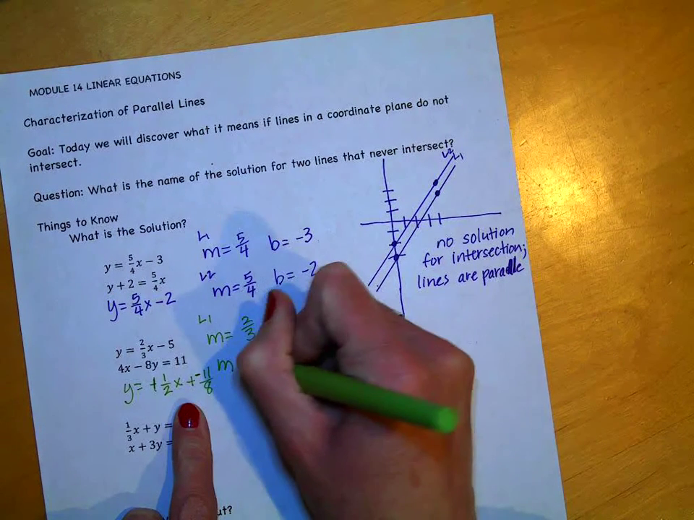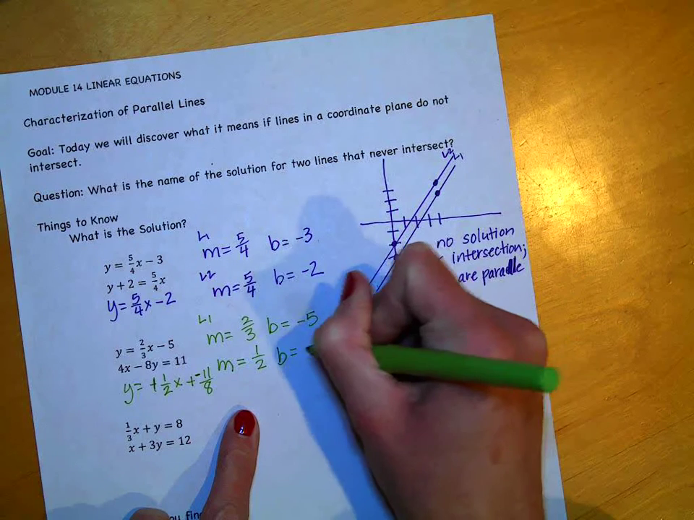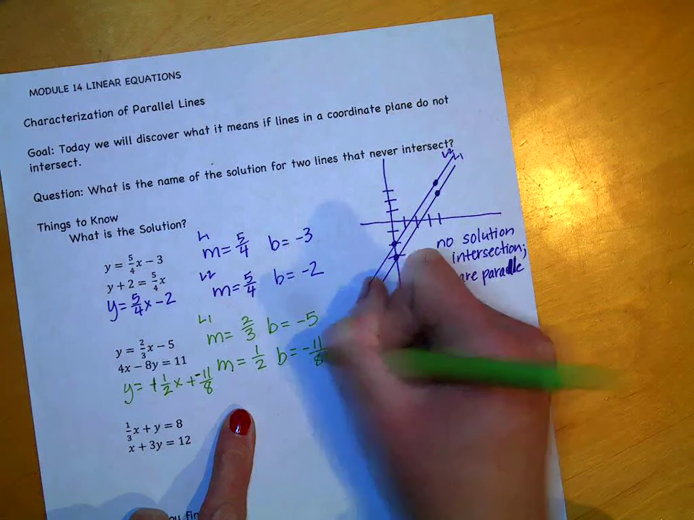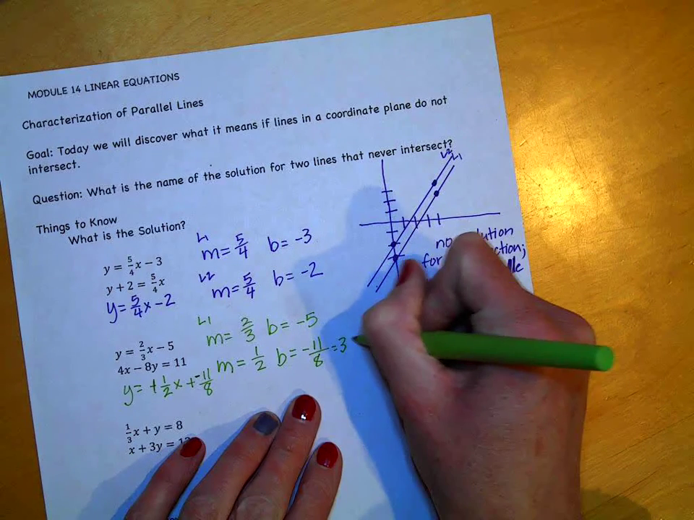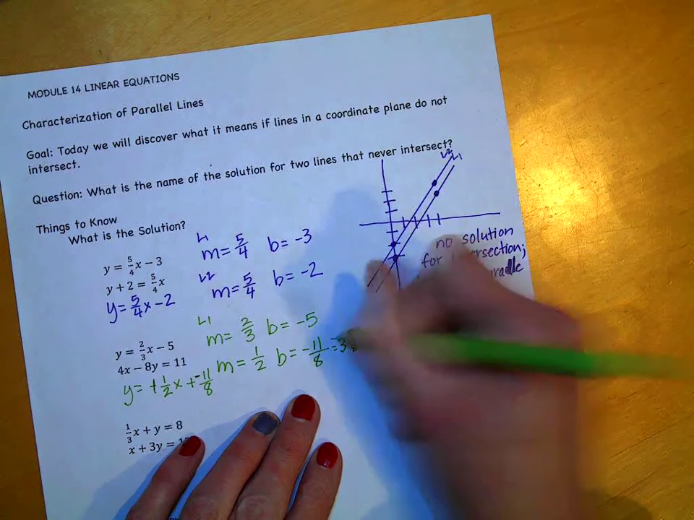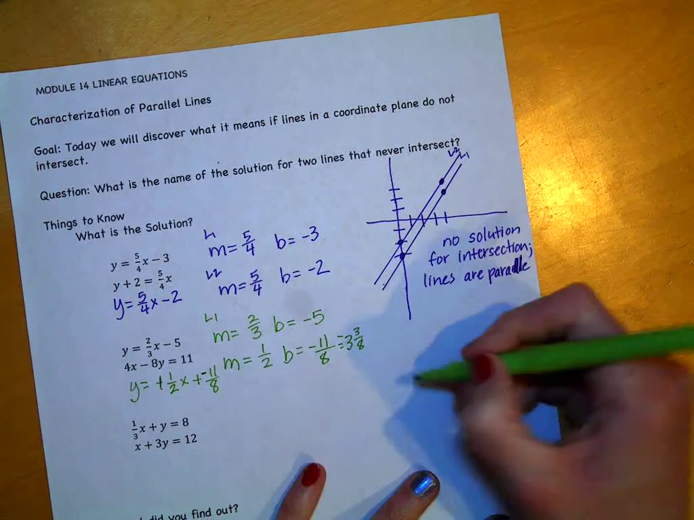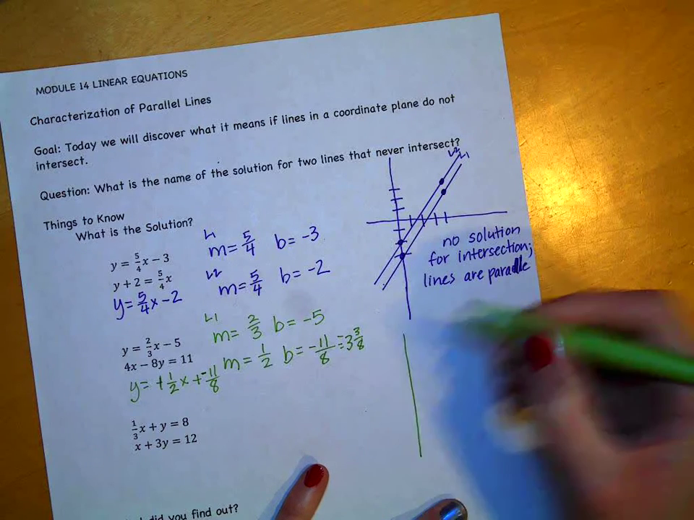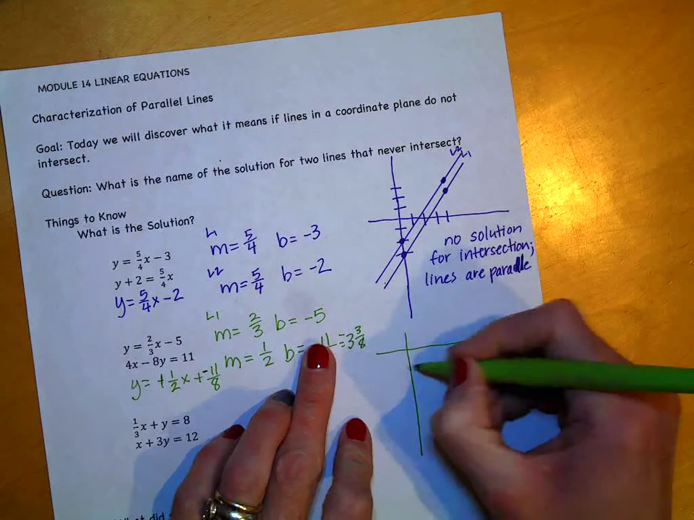Okay, so now for this one, the slope equals a positive 1/2, and the intercept is at -11/8, which if we do the math, that's really negative 1 3/8. Okay, so that gives us an idea. And now what we have to do is see what the solution will be for this. So again, we're going to draw our coordinate plane.